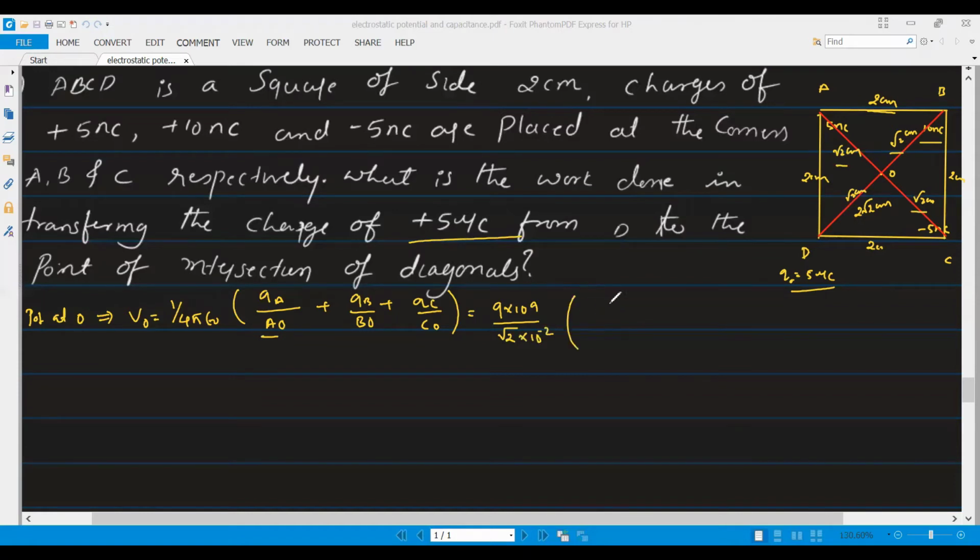So here this is going to be QA value ಏನಿದೆ that is 5 nanocoulomb, QB value is 10 nanocoulomb, and QC value is -5 nanocoulomb. So if you cancel these two, your answer will be 9 into 10, that is 90. ಇಲ್ಲಿ nano ಇದೆ, ಇಲ್ಲಿ 10⁻⁹ ಇದೆ. So this nano and 10⁻⁹ get cancelled. 90 divided by √2 into 10 to the power of -2. So this is our answer.